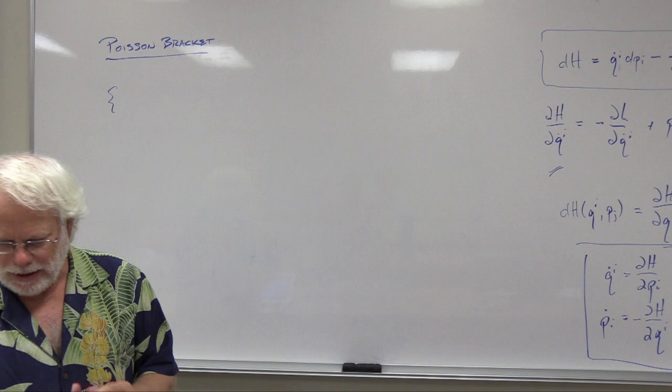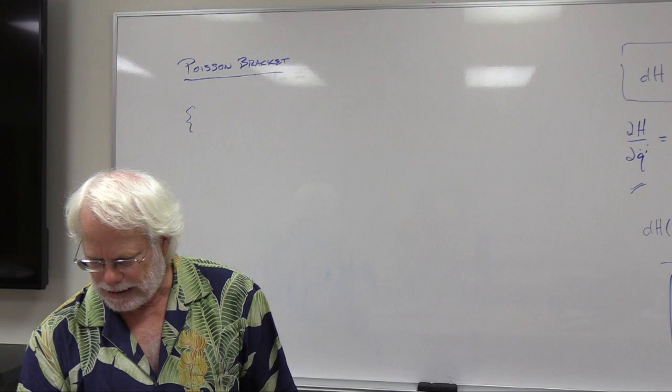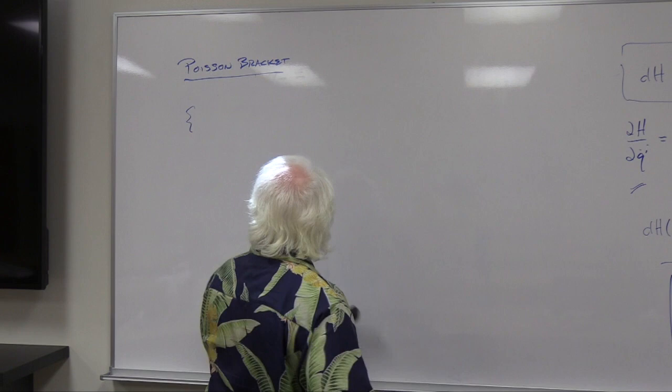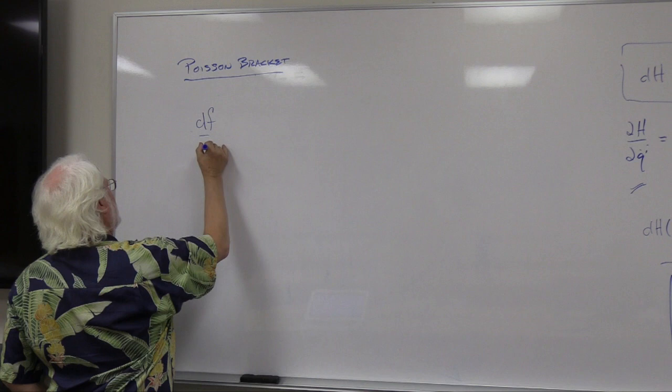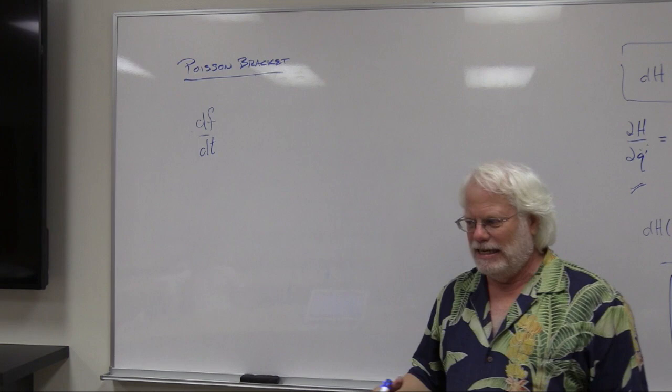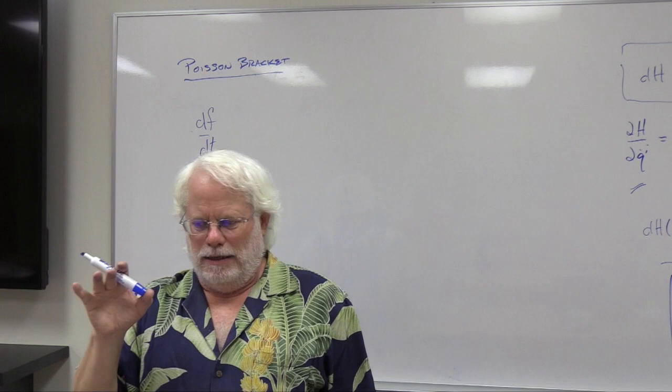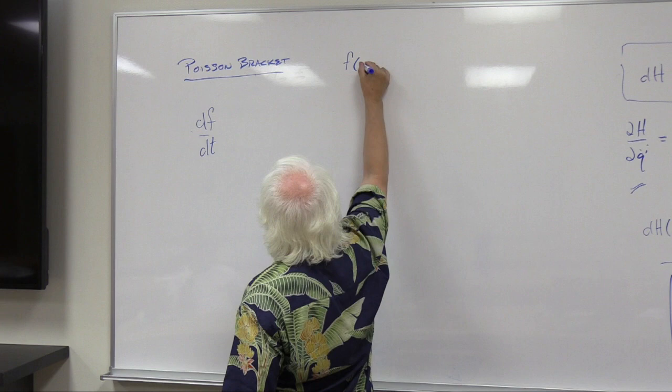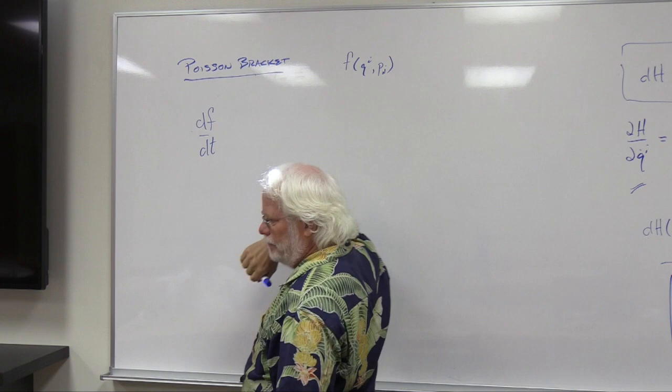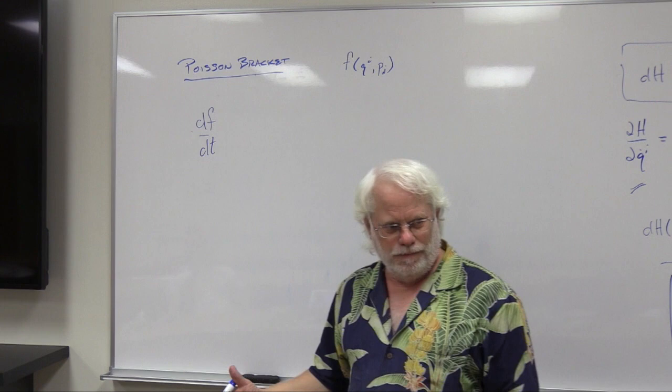The Poisson bracket. Actually, I guess to motivate this, let's look at the time rate of change of any dynamical variable. A dynamical variable in phase space is any function of the positions and the momenta. So any object like that is a dynamical variable. It's one of the things you might measure. It's the dynamical variables that you quantize.